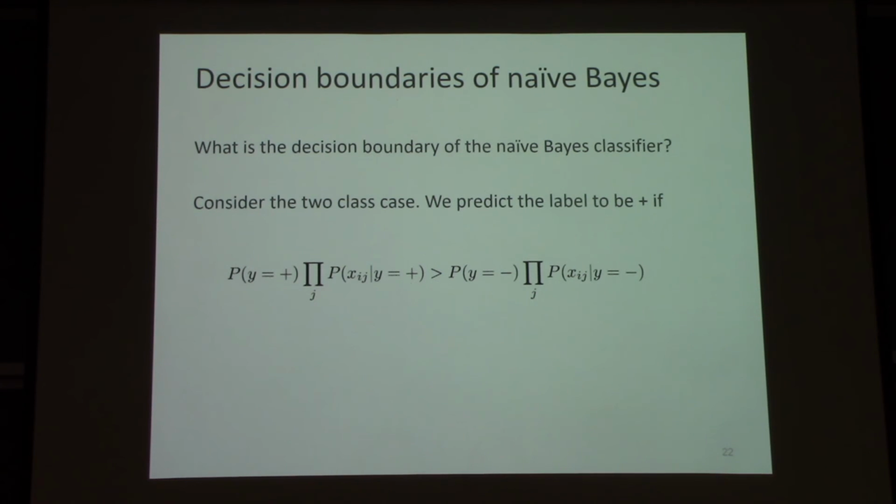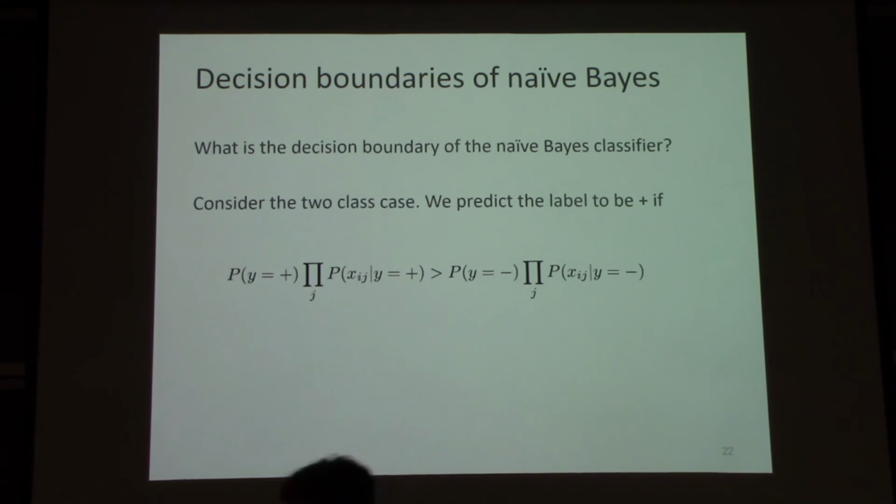The decision boundaries for linear classifiers were trivial. We made the assumption that the decision boundary is linear. Let's see what happens here. It's kind of easy to analyze this if you have only two labels. So let's do that.